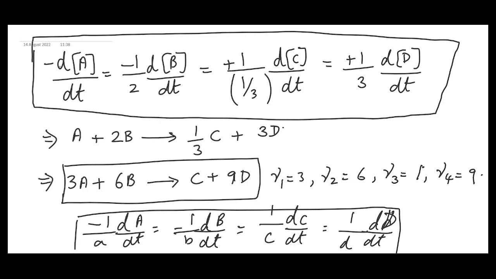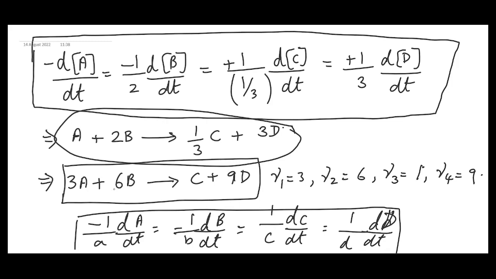So comparing this, below dA by dt we have 1. So the coefficient of A becomes 1, and here we have 2, so it becomes 2, and here we have 1 by 3 and 3 respectively. So our equation becomes A plus 2B gives 1 by 3 C plus 3D. Now multiplying the whole equation by 3, we get 3A plus 6B gives C plus 9D. So therefore we got gamma 1, gamma 2, gamma 3, gamma 4 as integers. Gamma 1 is 3, gamma 2 is 6, gamma 3 is 1 and gamma 4 is 9.